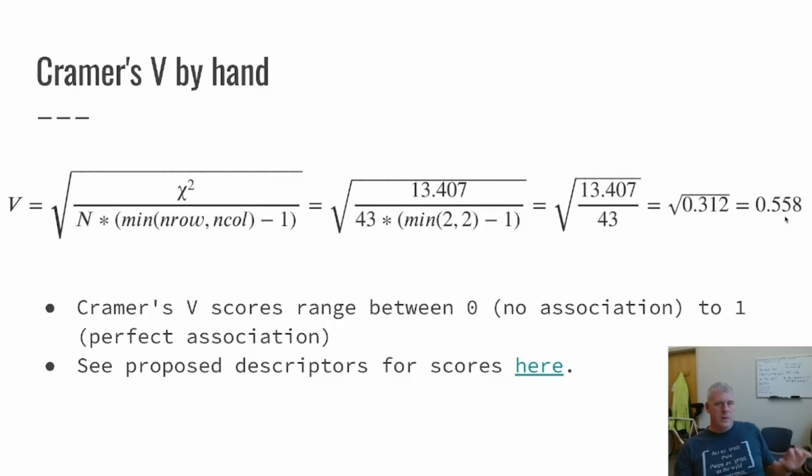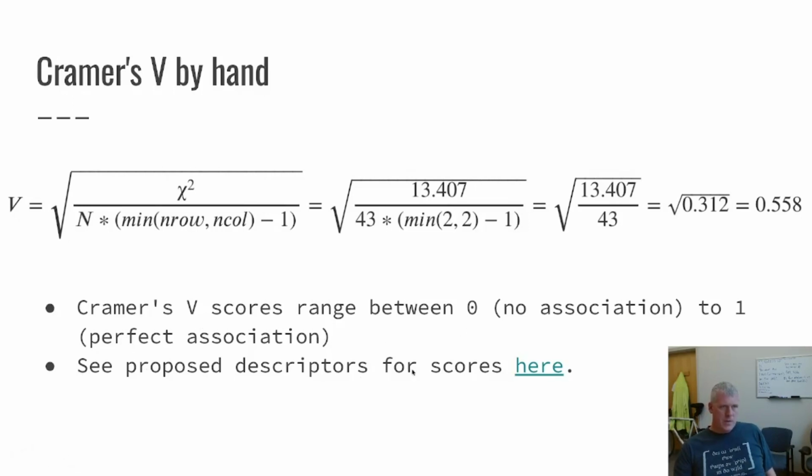These numbers range between 0 and 1. 0 means there's no association, no effect of one variable on the other. And 1 means there's a perfect association, like for every unit increase of x, there's a unit increase of y. So they fall between 0 and 1.